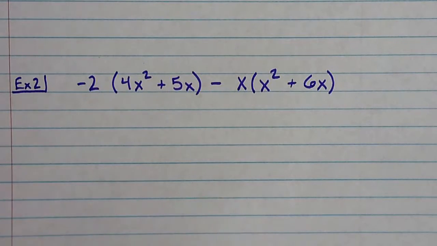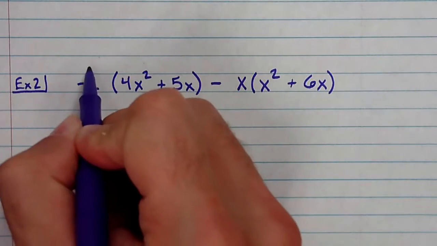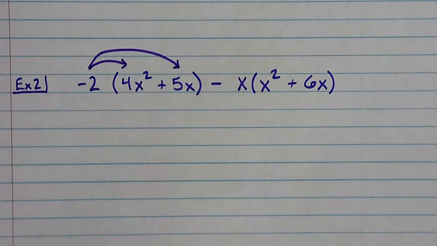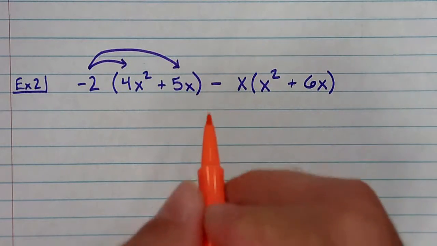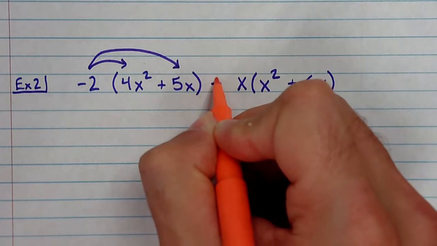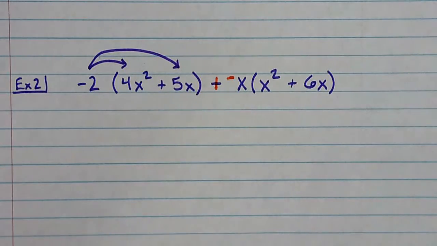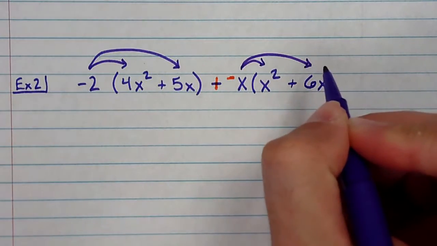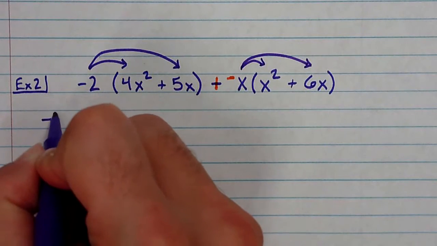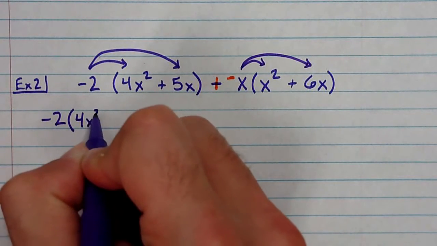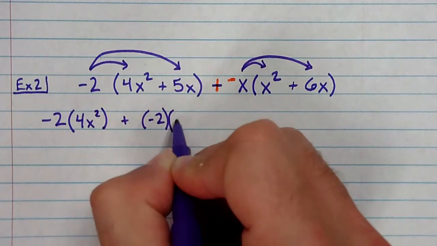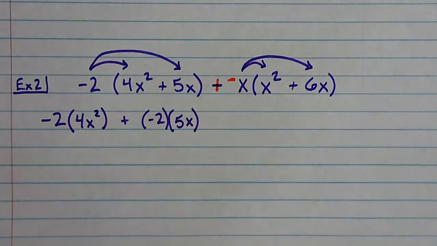Example 2. Same thing here, except now I have to distribute twice. So I'm going to distribute the negative 2 through this set of parentheses. And then, this is a very common part where students miss, I'm going to make this a plus and put my negative on the x to keep track of it. So I'm distributing a negative x through my parentheses. So I have negative 2 times 4x squared plus negative 2 times 5x. So there's my first distribution.